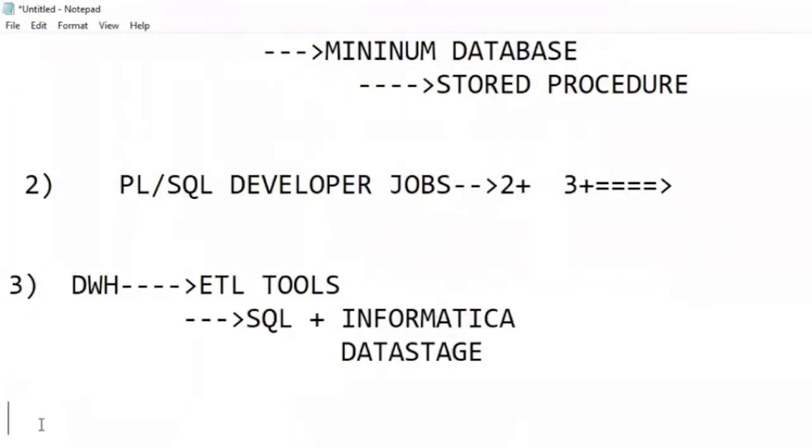Again, business analysts and reporting programmers are there. They learn reporting tools only, and it is an easy way to get jobs. So many reporting tools are there worldwide.